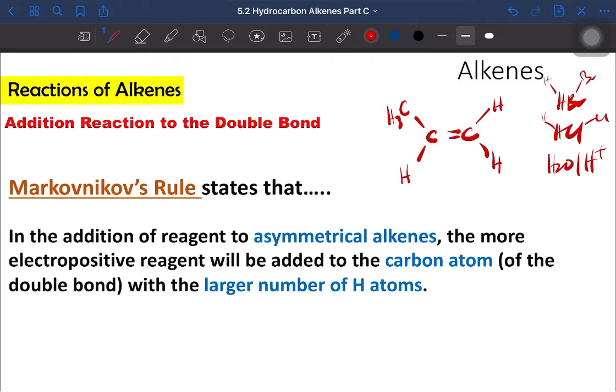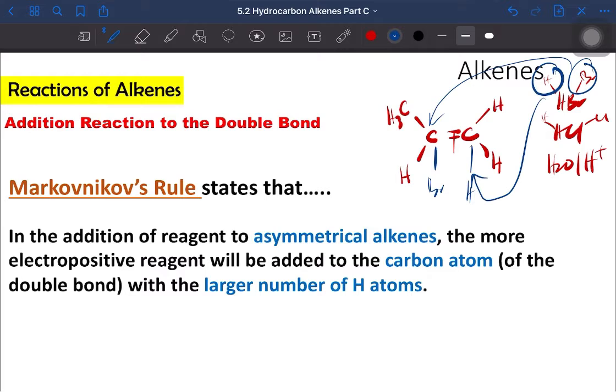So according to the Markovnikov rule, it says that if we have an unsymmetrical alkene, the more electropositive reagent will be added to the carbon atom that has the larger number of hydrogens. So in this case, the more electropositive reagent in HBr is hydrogen. So hydrogen will be added to this carbon. Let's say we break this double bond, so we will form two new single bonds here. Hydrogen will be added to this carbon, and this bromine will be added to this carbon. So H here, Br here. Okay, same goes for HCl.